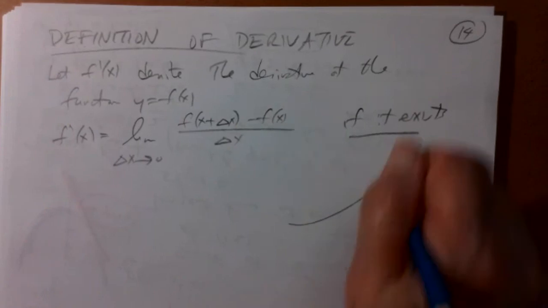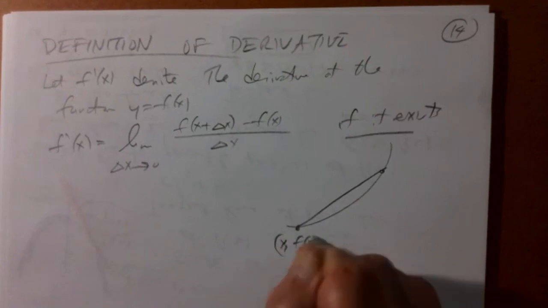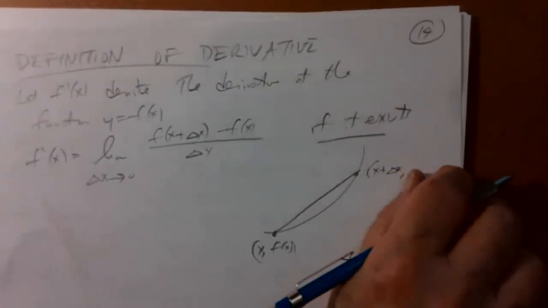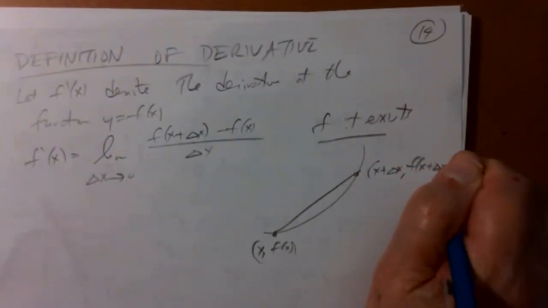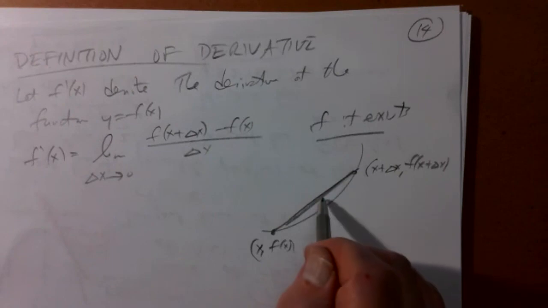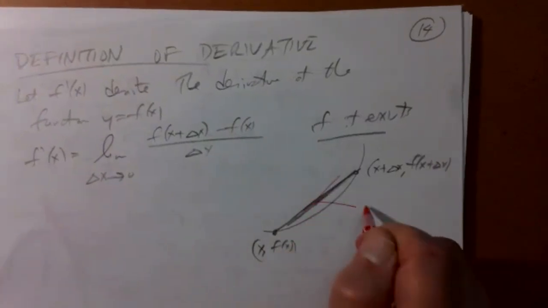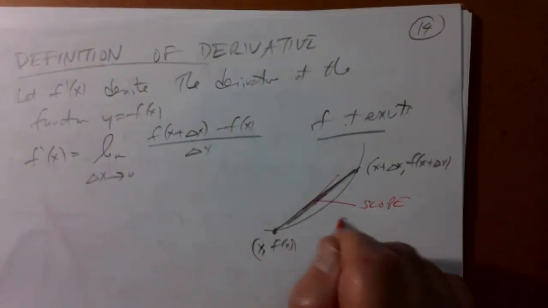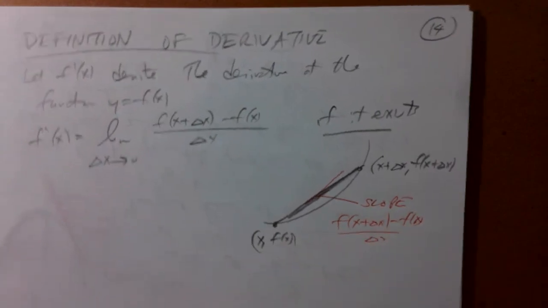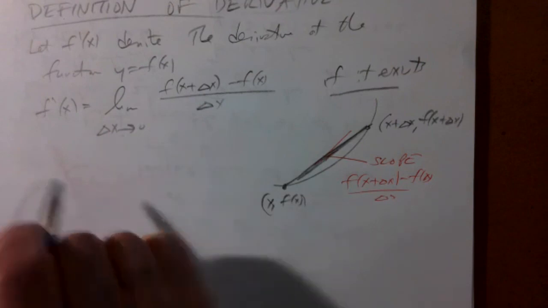And again, the picture is the following. Here's the point on the curve, x, f of x. You move a little bit to the left or the right, x plus delta x, f of x plus delta x. Draw this line, the secant line. This is the slope. So this line has slope exactly f of x plus delta x minus f of x over delta x, rise over 1. So this is what we're going to spend the next 2 months studying, the derivative.